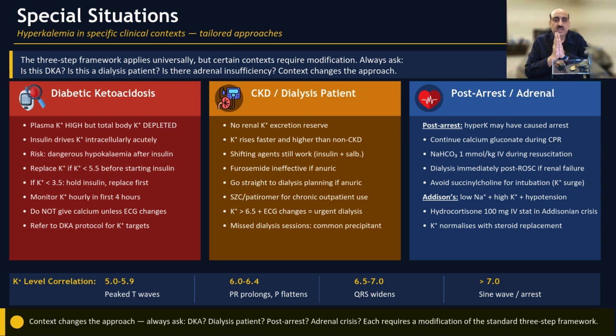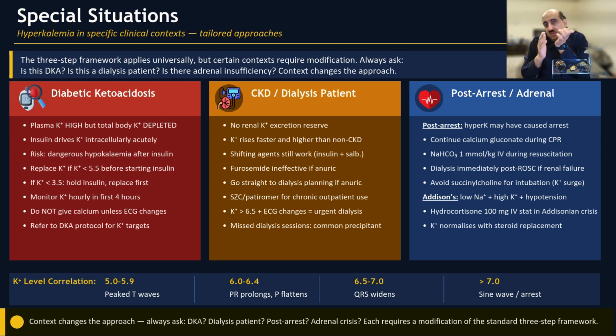Number 2, CKD dialysis patients. Again, there is no renal excretion, hence you have very limited options of clearing potassium. The shifting drugs, salbutamol, insulin, dextrose will still work. Furosemide doesn't work very well in advanced renal failure patients. However, you need to go to immediate dialysis if indicated, especially if the potassium is not improving. So there is no other way out. You need to inform nephrologists as soon as possible.